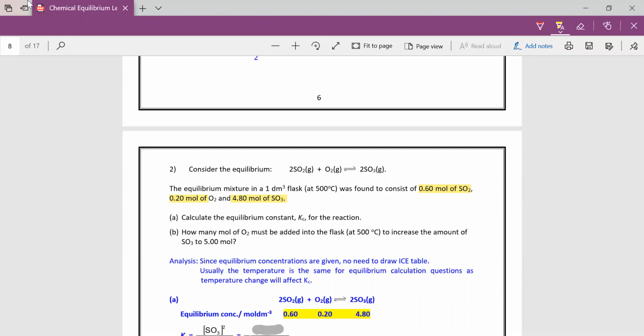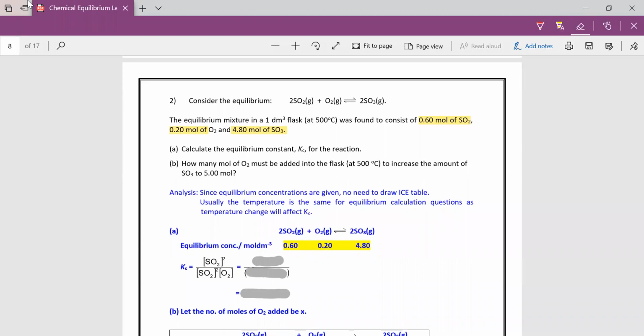So given all this at equilibrium, we do not have to draw the ICE table. We simply have to substitute these values divided by 1 dm cube into the expression. That is exactly what we're going to do, and we should get a value of Kc as 320 per mole dm cube. If you've forgotten how to calculate the units for Kc, please go back to the video on part 1, where we teach you how to calculate the units from the expression.